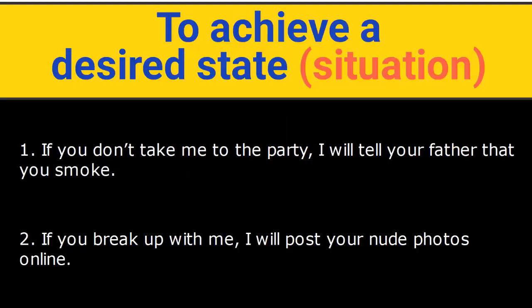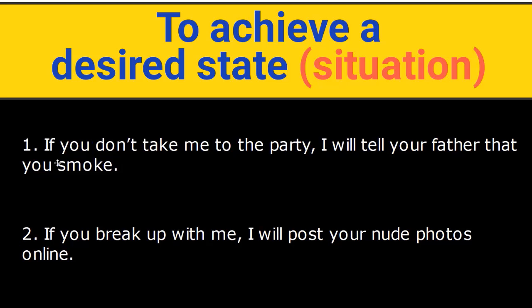All right. Next, to achieve a desired state or a situation. See, guys, sometimes what happens is that we want somebody to do something for us, but the person doesn't want to do it. So what we do is we use a type 1 conditional sentence to threaten the person so that the person does what we want the person to do. All right. So this is a way to get somebody to do something for you by threatening the person. So the person does it in fear.